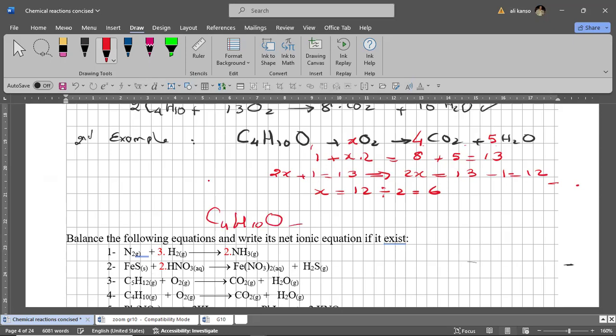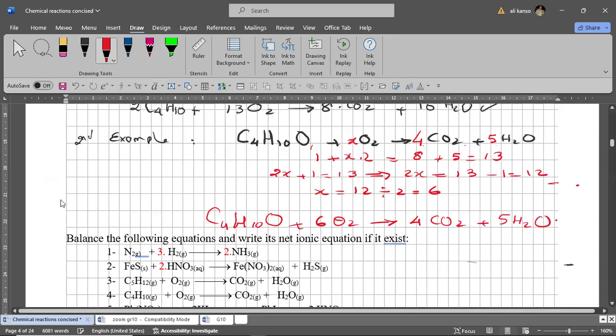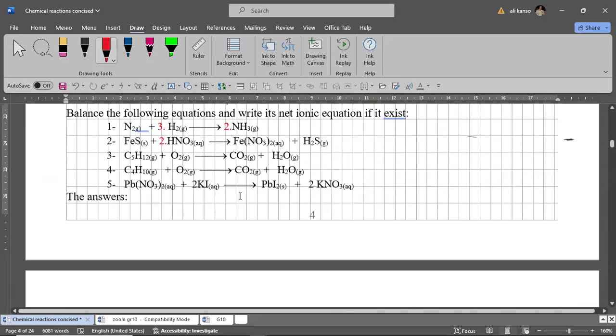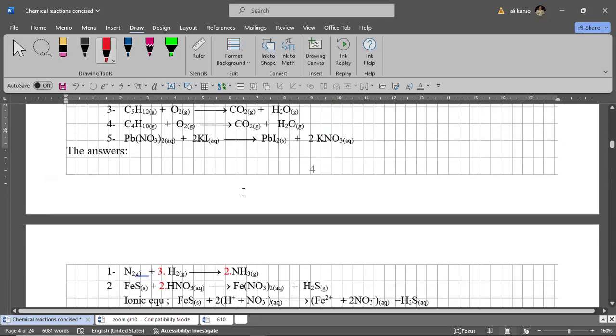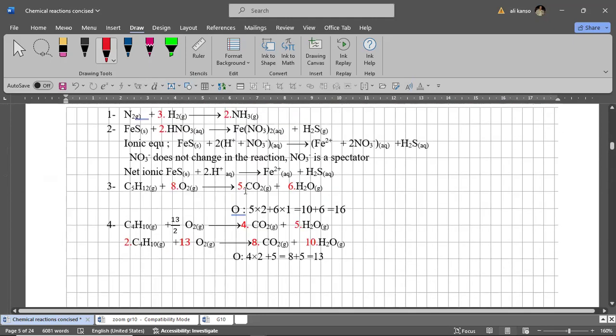C4H10O plus 6O2 to get what? To get 4CO2 plus 5H2O. Okay, and then we apply balancing equation on the law of conservation of mass. We have a lot of equations. We can do it. Okay.